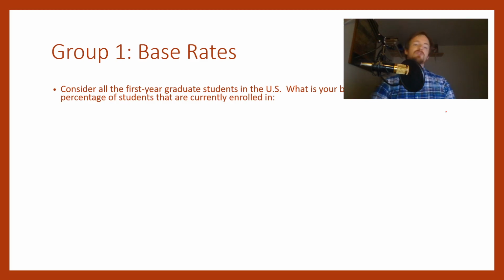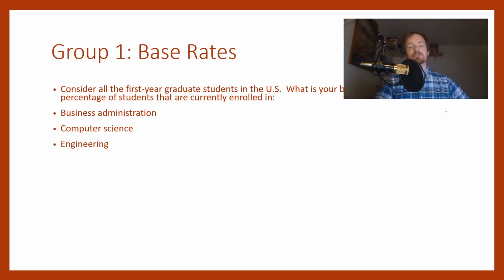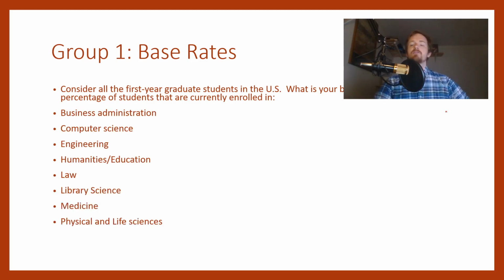So the first group got this information. Consider all first-year graduate students in the United States. What is your best guess about the percentage of students that are currently enrolled in business administration, computer science, engineering, humanities and education, law, library science, medicine, physical and life sciences, and social science / social work?